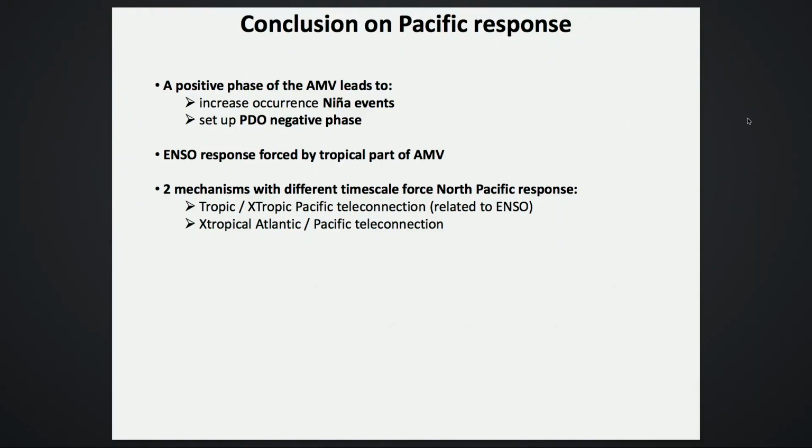We saw that a positive phase of the AMV leads to an increased occurrence of La Niña events in the first years, and then as well to a setup of a negative phase of the PDO. We saw that the ENSO response is forced by the tropical part of the AMV, whereas the PDO response is forced both by an extratropical Pacific teleconnection, so related to ENSO, but as well by an extratropical Atlantic-Pacific teleconnection. So that's it. Thank you.